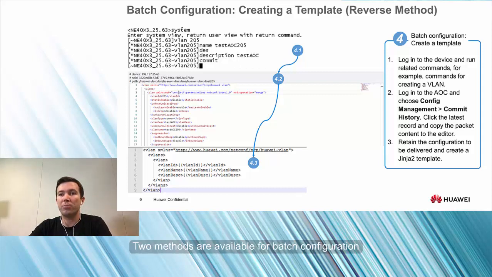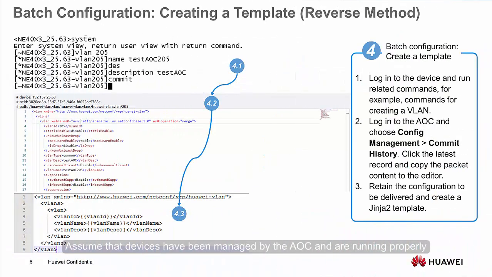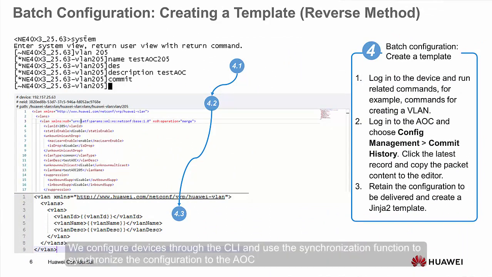Two methods are available for batch configuration. Let's start with the first one. Assume that devices have been managed by the AOC and are running properly. We configure devices through the CLI and use the synchronization function to synchronize the configuration to the AOC.